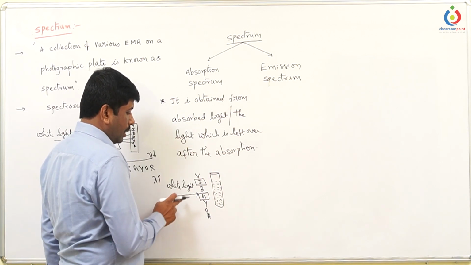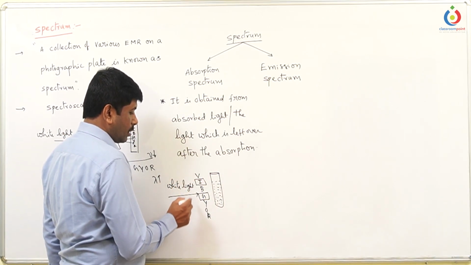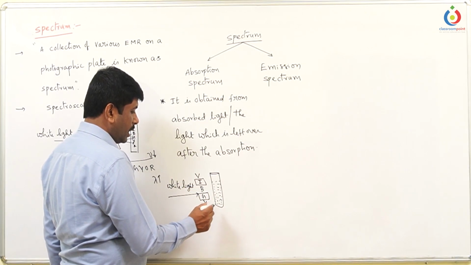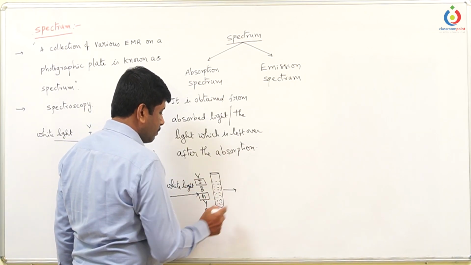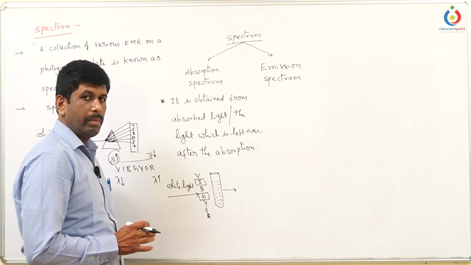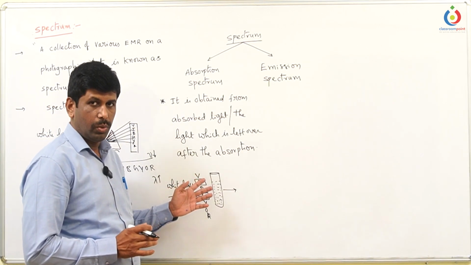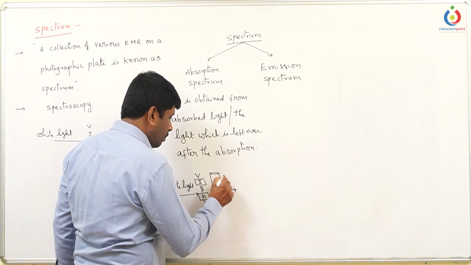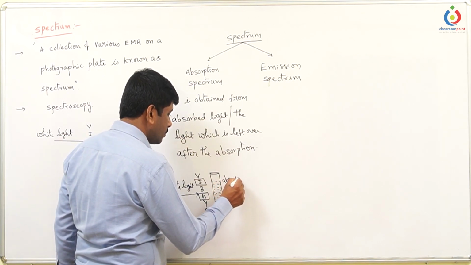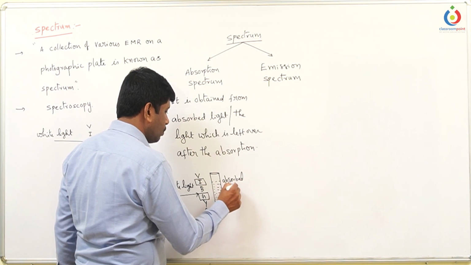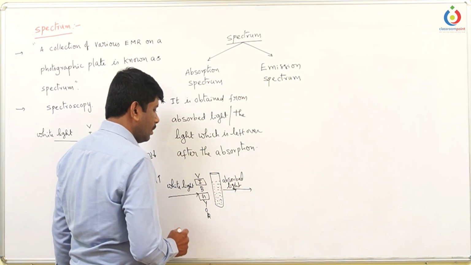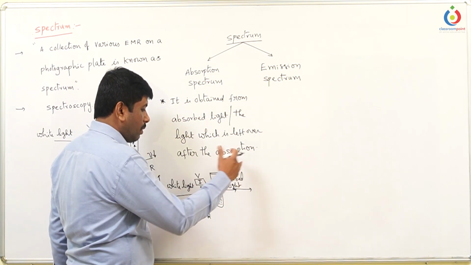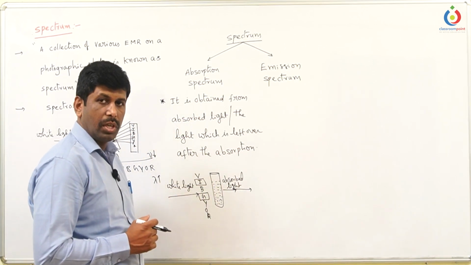So remaining colors, how many colors are there? Remaining 5 colors: violet, blue, yellow, orange, red. They will come out, meaning these colors are not absorbed by the sample. The sample has taken only 2 colors. So the remaining light is called the absorbed light. That is the leftover light. So after absorption, whatever light we are getting is called the absorbed light.